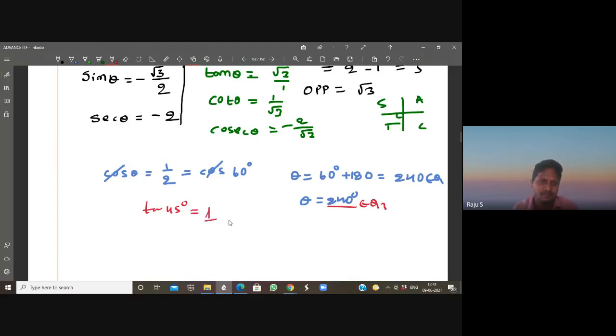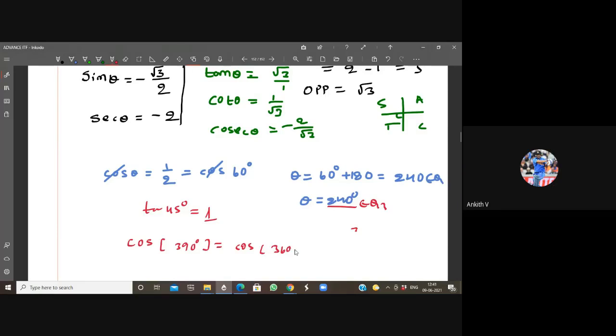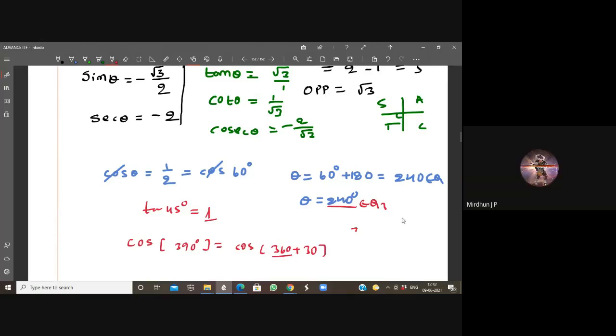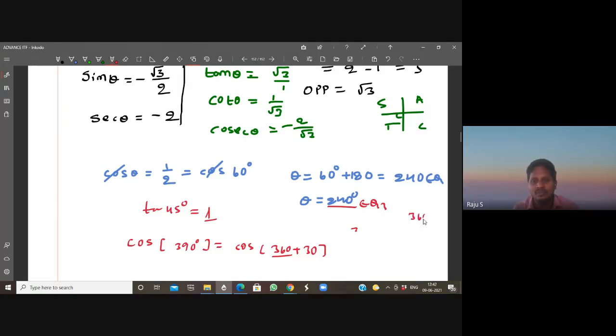That is 1. If I ask the value, for example, cos of 390. What is the cos of 390 value? 390 is 360 plus 30. 360 is nothing but 0. 0, 360, 720, 1080, and 1440. These are all equal to 0 degrees. So indirectly they are asking cos 30, nothing but root 3 by 2. Clear?